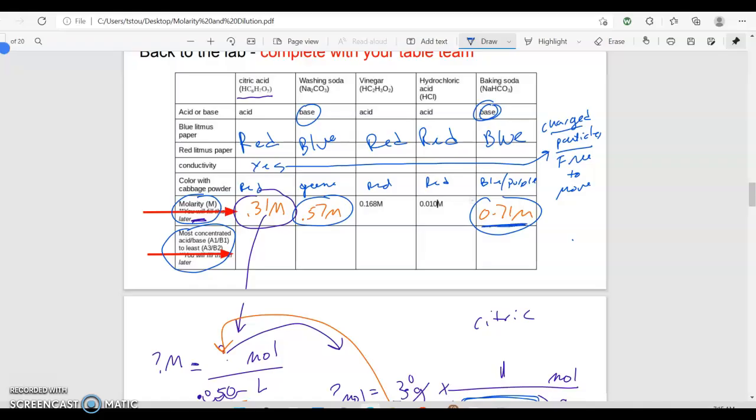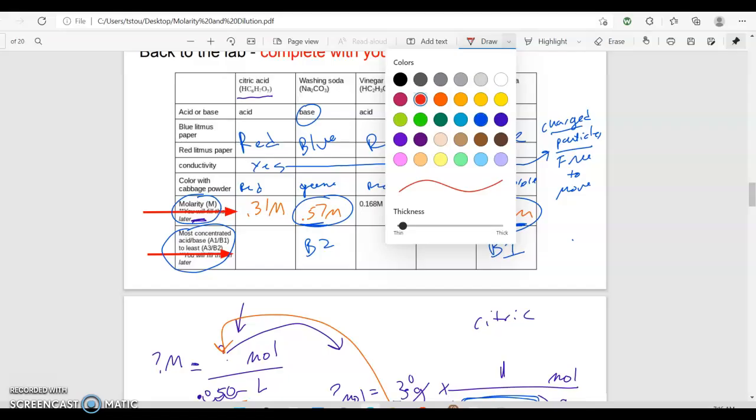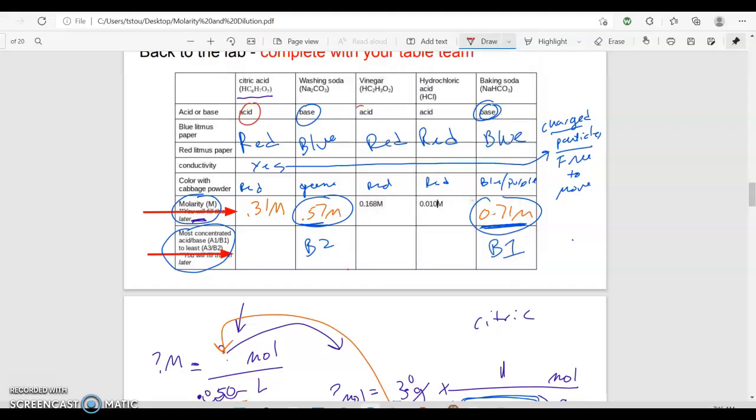It's the one with the highest number. It has the most amount of stuff in it. I call this B1 because it's the strongest base, the most concentrated base. It has 0.71 moles per liter. While over on this side, I'll call this B2. It has 0.57 moles per 1 liter. And this being B1, it has 0.31 moles. Oh, that's an acid. Never mind. Take that back. I'm going to stop right there. This one's an acid, acid, acid.